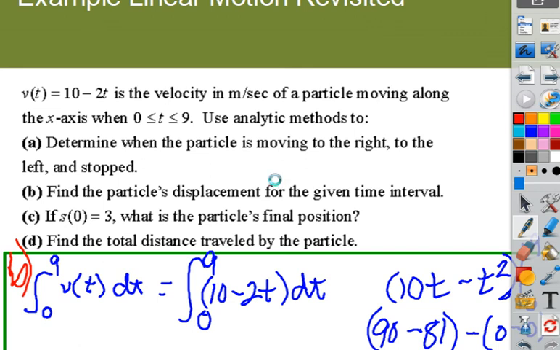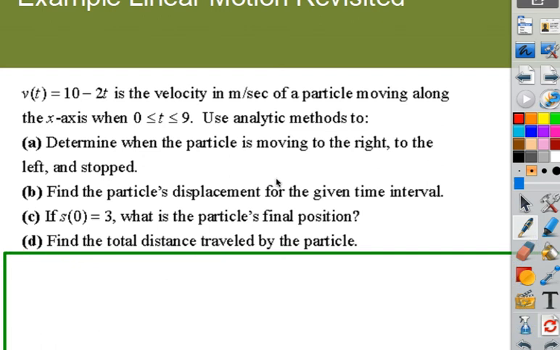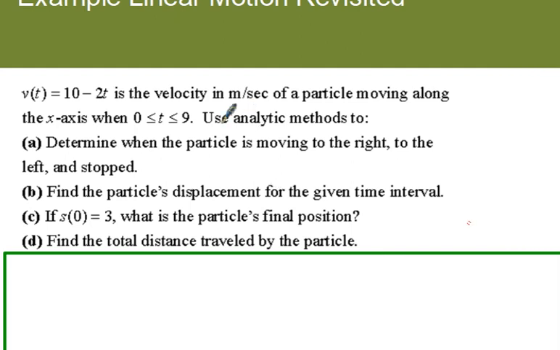Now, part D, total distance traveled. Well, this thing was going to the left and to the right, and it ended up only 9 meters from where it started. So how far did it go to the left, how far did it go to the right, and I need to add those two absolute values together. So we need to separate this integral. Instead of going all the way from 0 to 9, we need to figure out how much it was going to the left and how much it was going to the right. So we did that with part A.